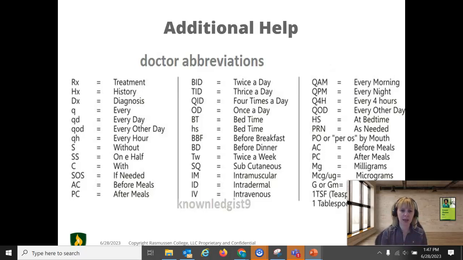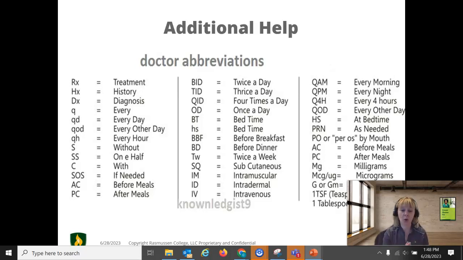So you've got your BID, TID, and QID. Those are all in reference to medications and how often we take them. BID means twice a day, so you take it morning and night. TID is 3 times a day, so breakfast, lunch, and dinner. QID is 4 times a day, so you have to space it out. Typically, I would say every about 4 hours.